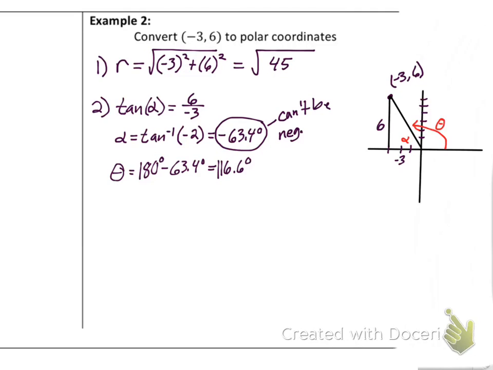Okay, so that means our polar coordinates are going to be, my r value is square root of 45. My theta is 116.6 degrees.